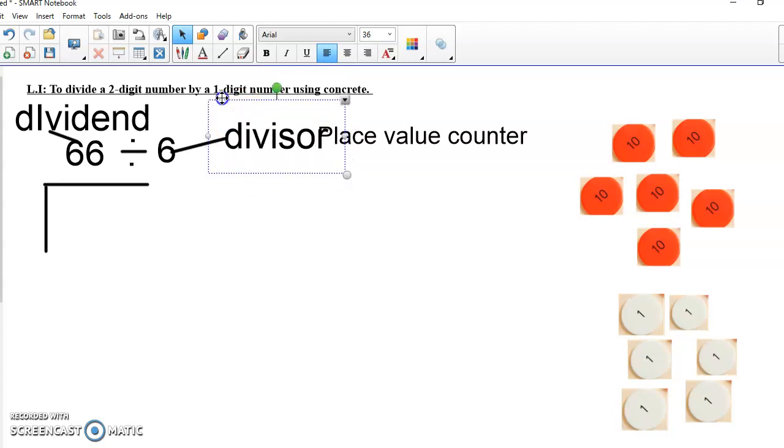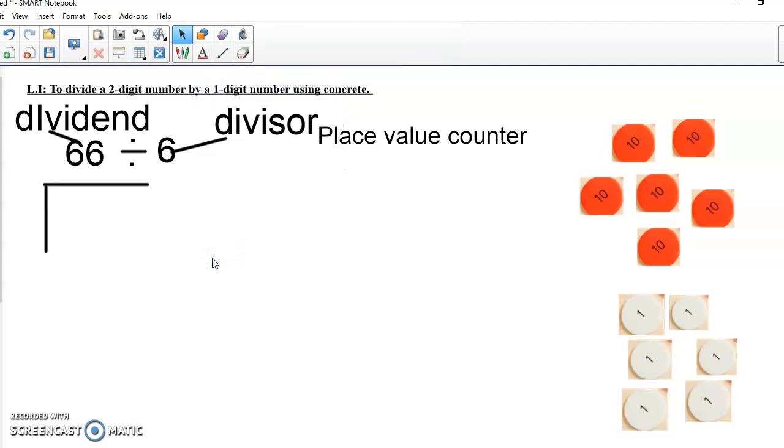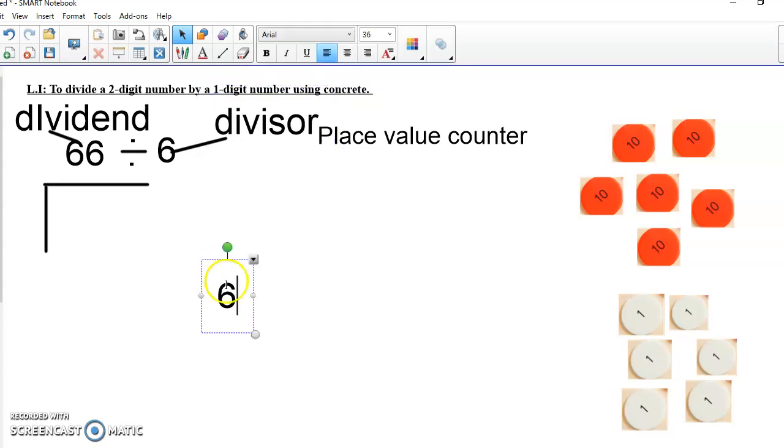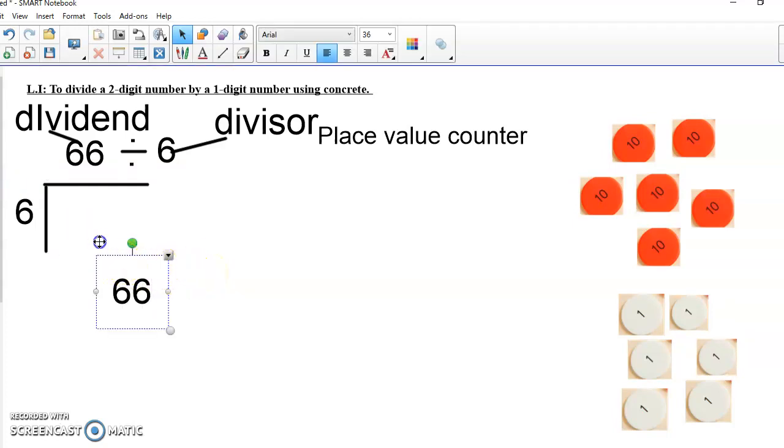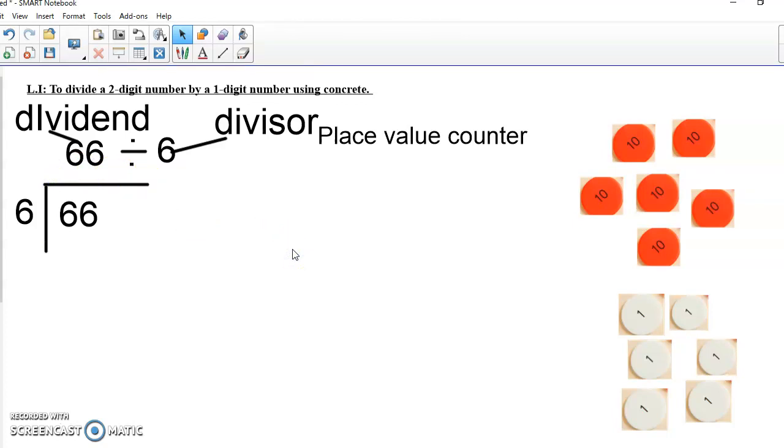So what you need to do first is you need to put your, because I'm using the bus stop method or the short formal method just to arrange my number, but I'm not using that to work it out. We'll do that tomorrow. So you put your divisor outside the bus stop or outside the lines, and you put your 66 inside. Now, remember, I am not dividing using the short method. I am dividing using a counter.